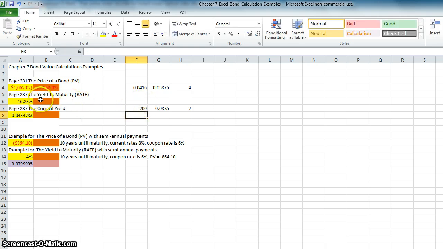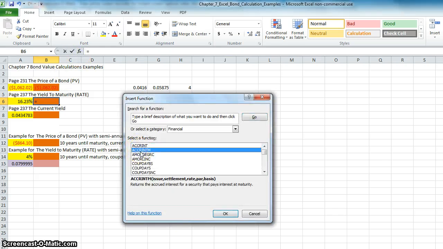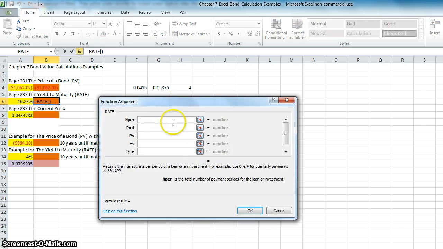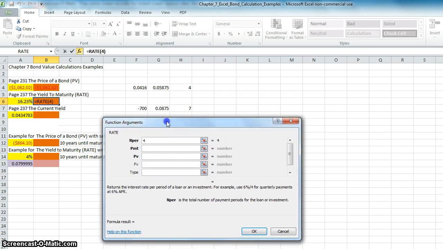Let's say that in this case, I want to use the rate function. Go f of x, find rate, hit OK. The number of periods here is 4 years. In this example, let's pull this down a little bit. We have $1,000 times 0.0875, so $87.50 a year. I pay $700 for that. In the future, I'm going to get $1,000 back.